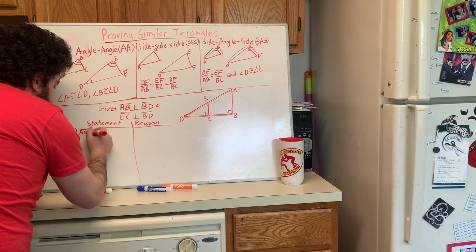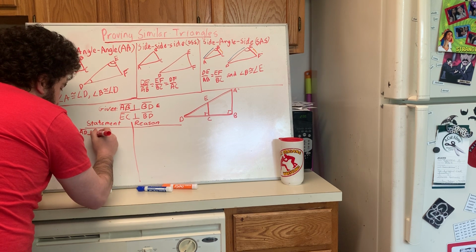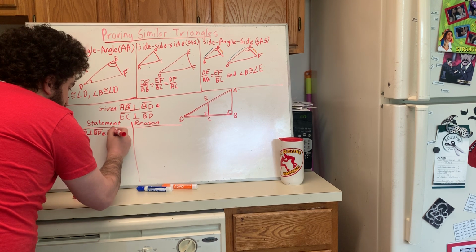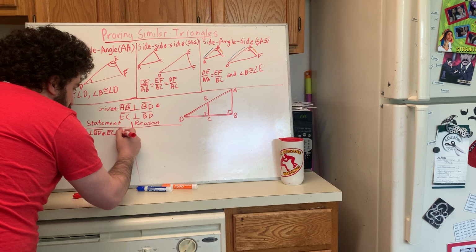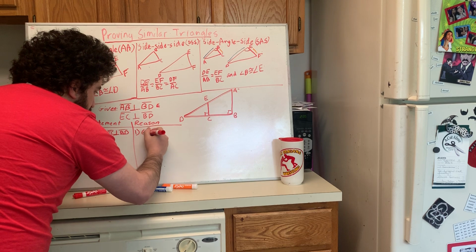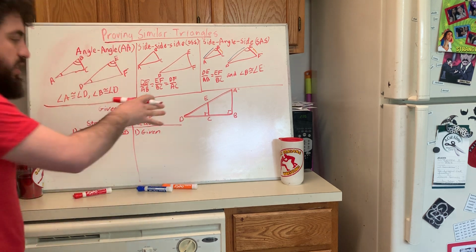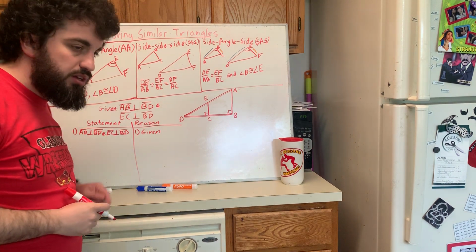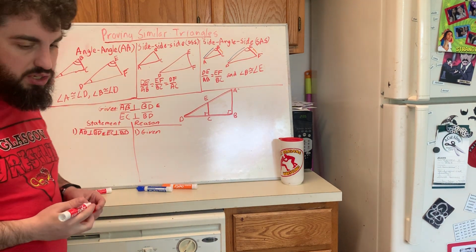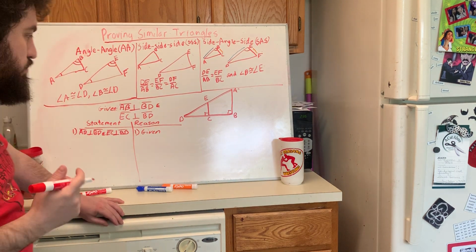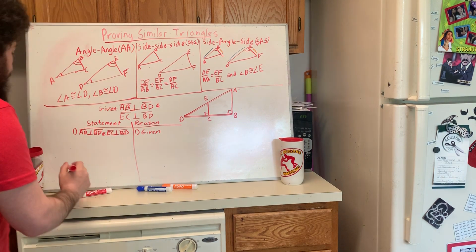So AB is perpendicular to BD, and EC is perpendicular to BD. Reason: given. That's told to us, so we write that statement as a given. Now we're going to think, what does it mean for things to be perpendicular? Well, that means they make a right angle.